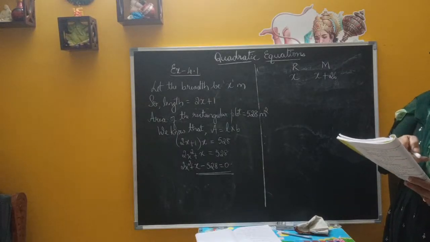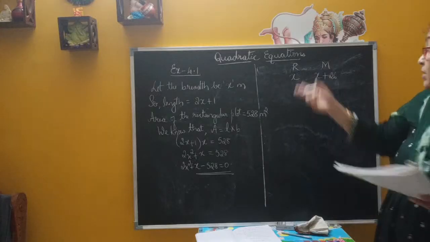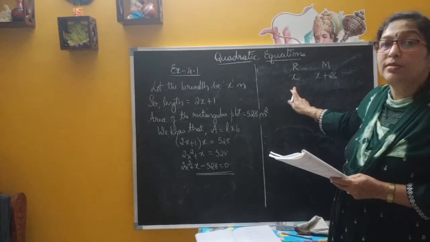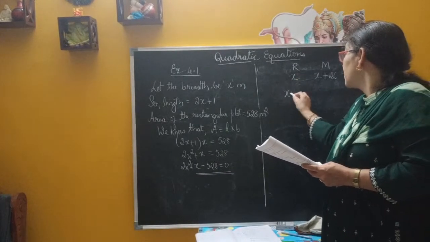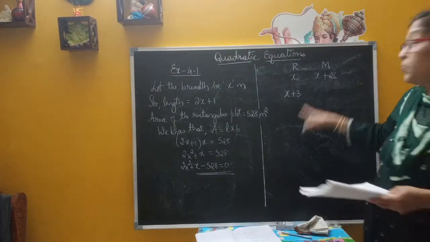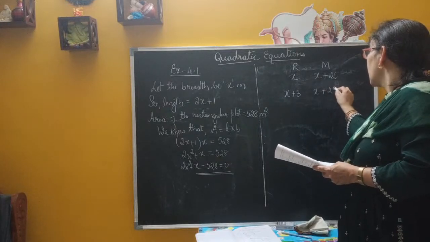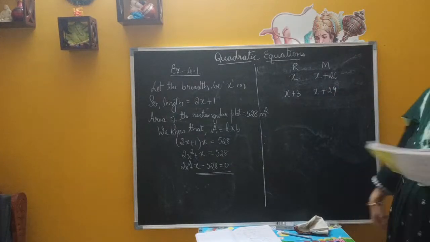Now it is 3 years from now. That means what? After 3 years. If x is this year's age, after 3 years Rohan's age is x plus 3, and the mother's age is x plus 26 plus 3, which is x plus 29, isn't it?